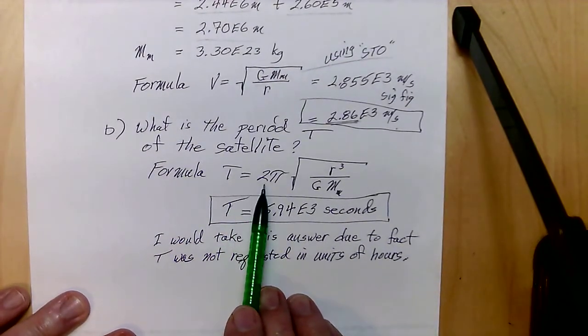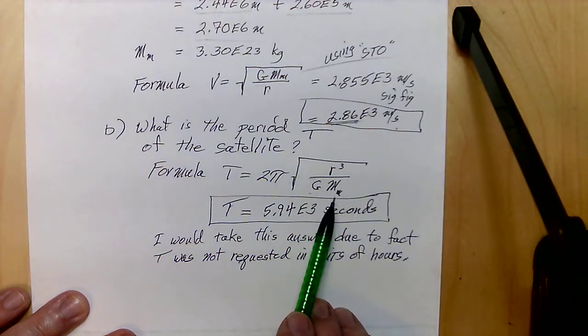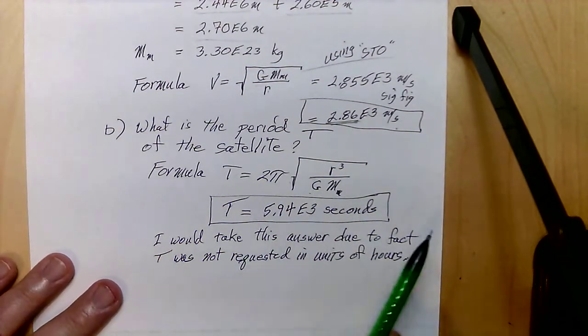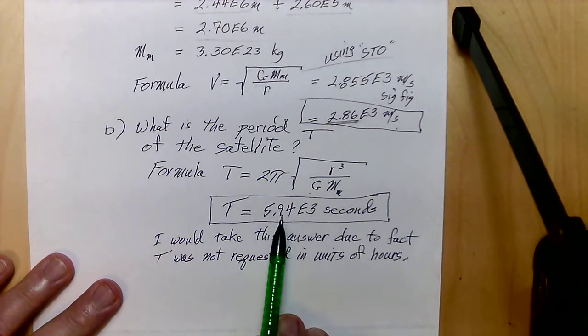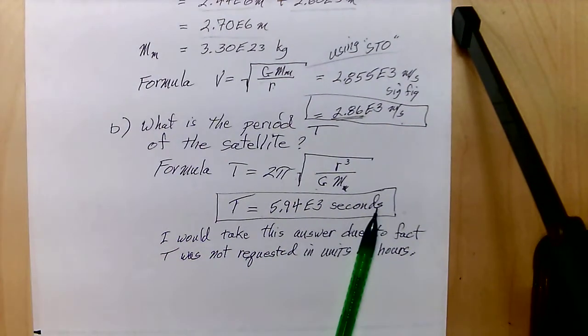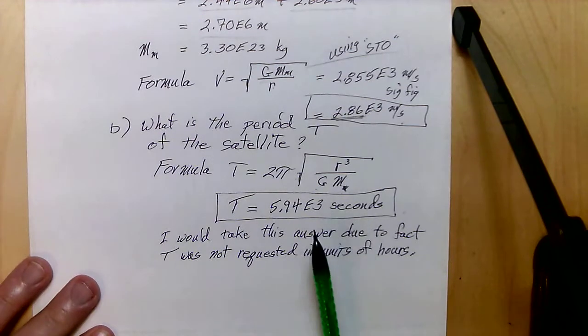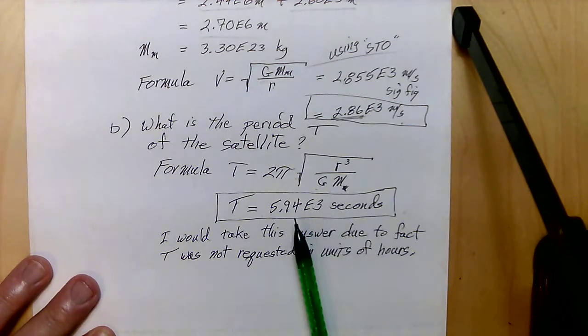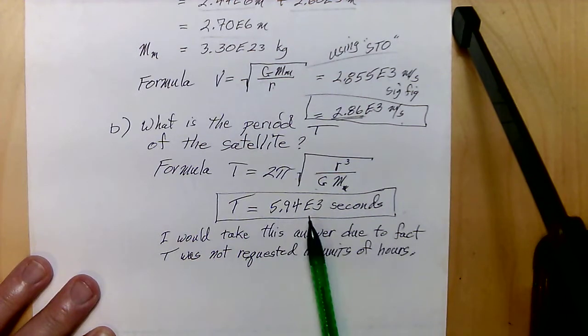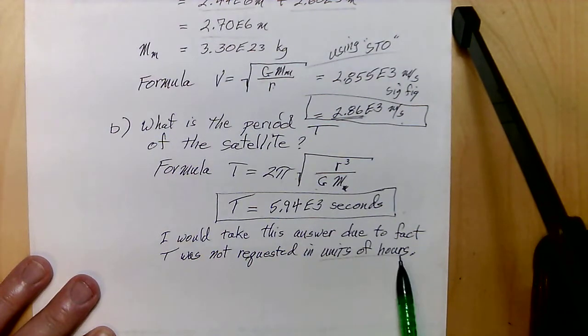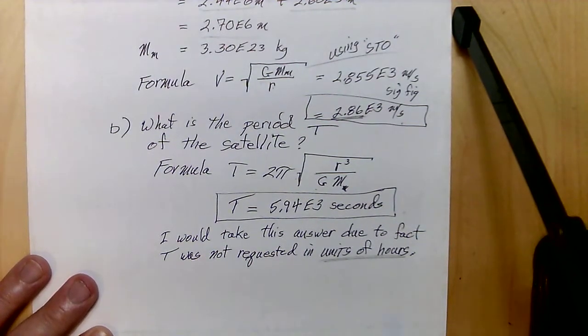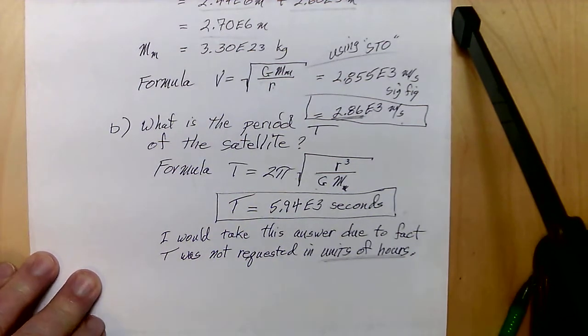Use the formula. T was 2 pi square root of r cubed over G M. Again, using store facility, I got 5.94 E3 seconds. All right. So since this gives me 5.94 E3 seconds, and the question never said to change this to hours, I'm not going to convert it. I'm going to take this as the answer, because the question was not asked. Okay, so that's it.